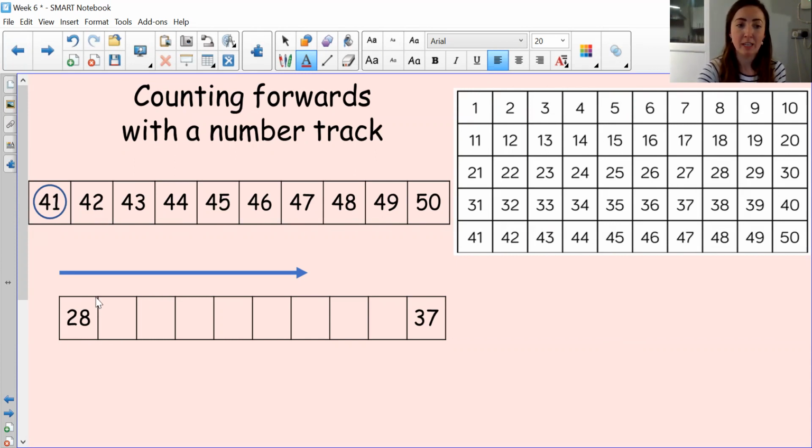Now let's have a look at this number track. We're starting with 28. And remember, we are counting forward, so the numbers need to be getting bigger and going up by 1 each time, counting in ones. So pause here to work out what the missing numbers are going to be.